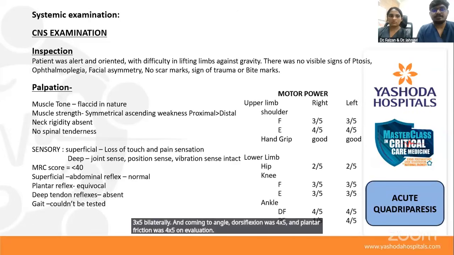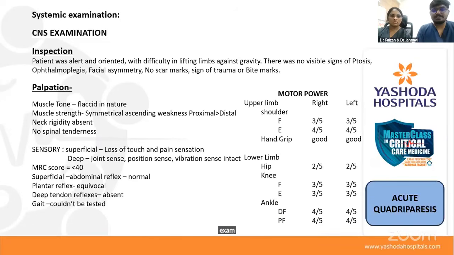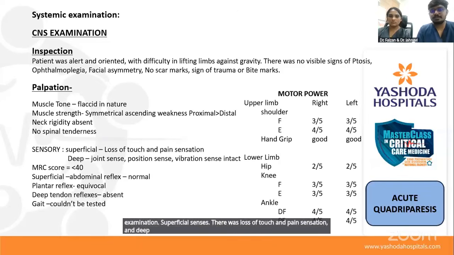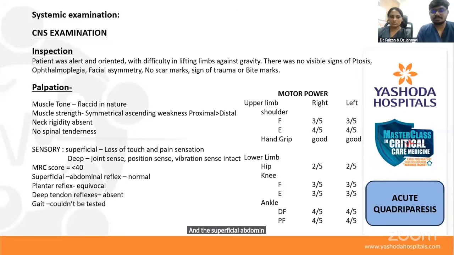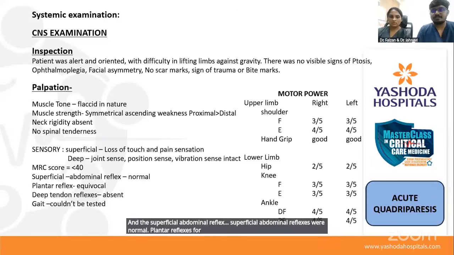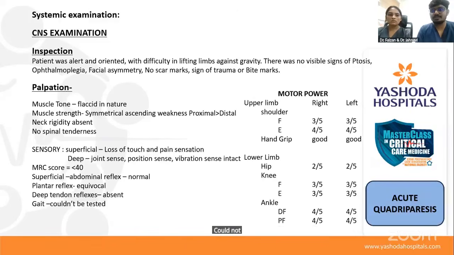Coming to the sensory examination, in superficial senses there was loss of touch and pain sensation, and in deep senses, the joint sense, position sense, and vibration were intact. MRC score was less than 40, superficial abdominal reflexes were normal, plantar reflexes were equivocal, and deep tendon reflexes were absent.